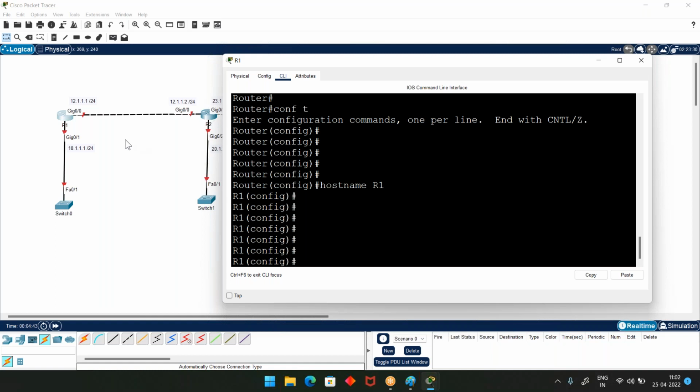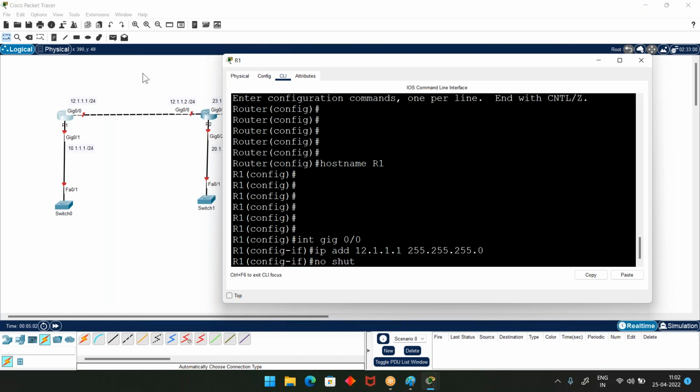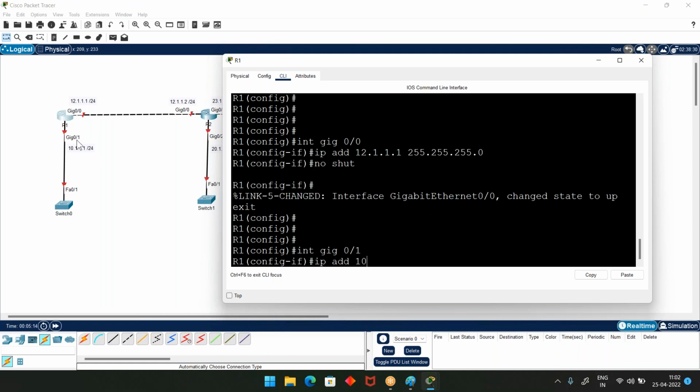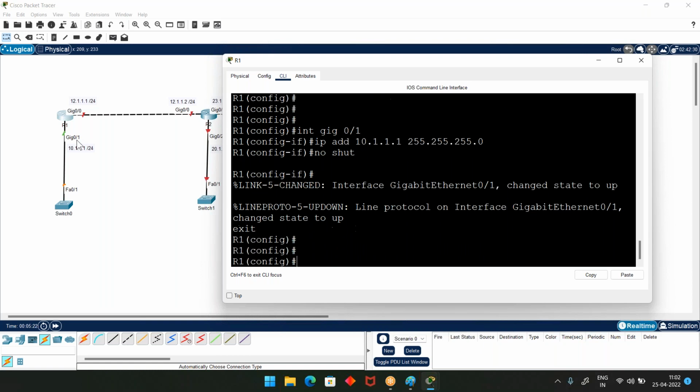Okay. In interface gigabit 0/0, I can configure the IP address 12.1.1.1, subnet mask 255.255.255.0. No shutdown. Exit. In interface gigabit 0/1 also, let's configure the IP address 10.1.1.1, subnet mask. No shutdown. Exit.